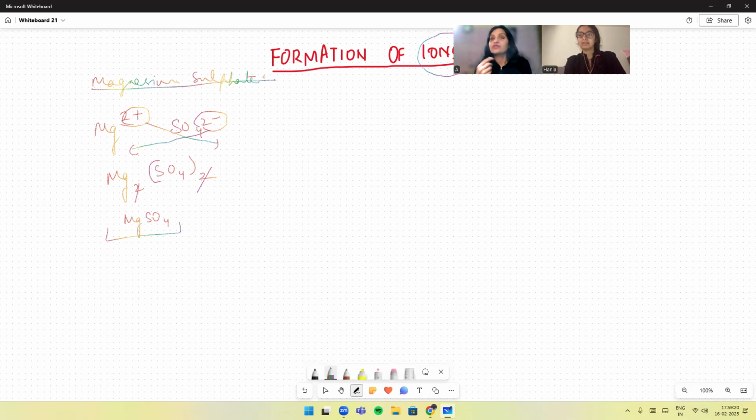Because when we are going to write the equations, how can I write the full name? It is really very time consuming. So I am going to use symbols.